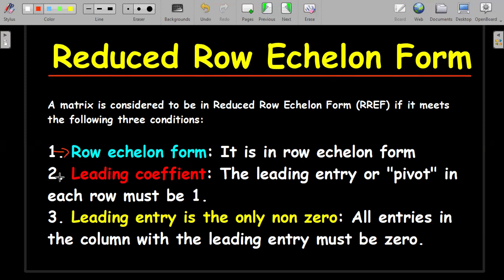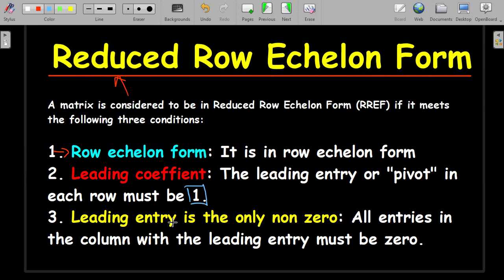And then we are going to add two more conditions to put it in reduced row echelon form. So for the reduced row echelon form, we also have these two extra conditions. The first one considers the leading coefficient. In reduced row echelon form, the leading coefficient or the pivot should always be what? 1. When you're talking about the reduced row echelon form, the leading coefficient or the pivot should always be 1.